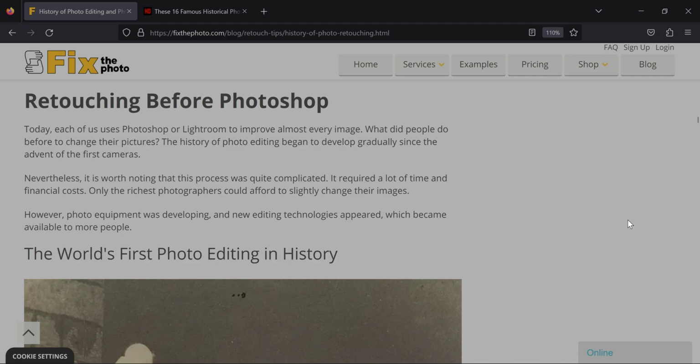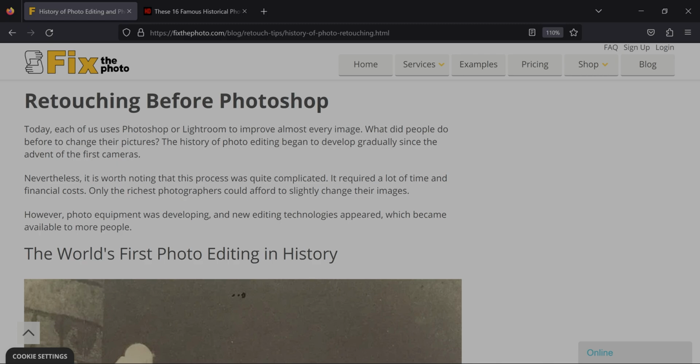Now we finally get to the point of this video, which is the retouching and first photo editing in history. Today, each of us uses Photoshop or Lightroom to improve almost every image. So what did people do before to change their pictures? The history of photo editing began to develop gradually since the advent of the first cameras.